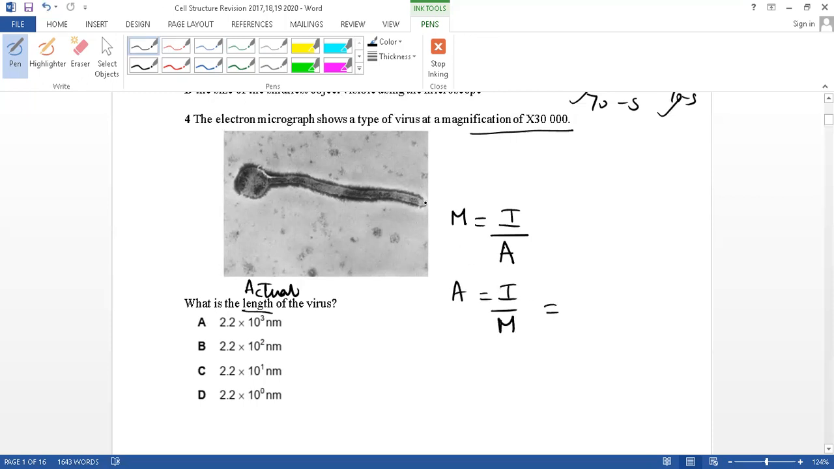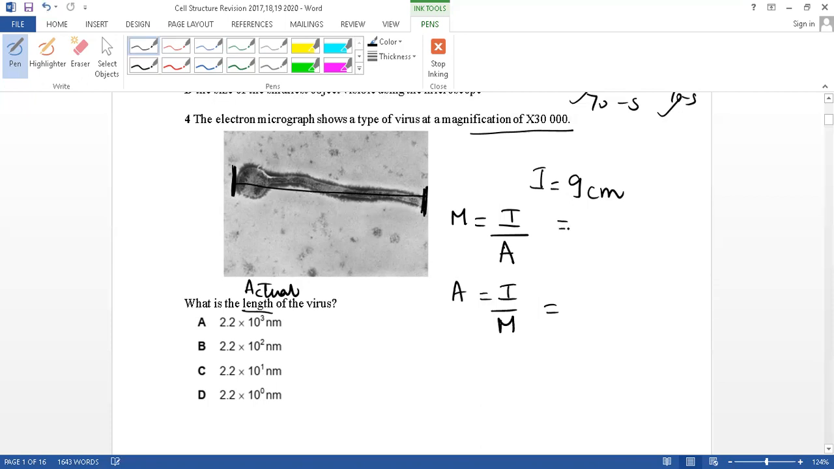Over here, image you are going to measure, because they are talking about the length. So you are going to put your ruler here and measure the length of this virus. Whatever the reading would be, let's suppose it's 9 centimeters, just a supposition, you will do it yourself afterwards. I'm just telling you the method: you measure this line, because that would be your image. And you can see that your answer is in nanometers.